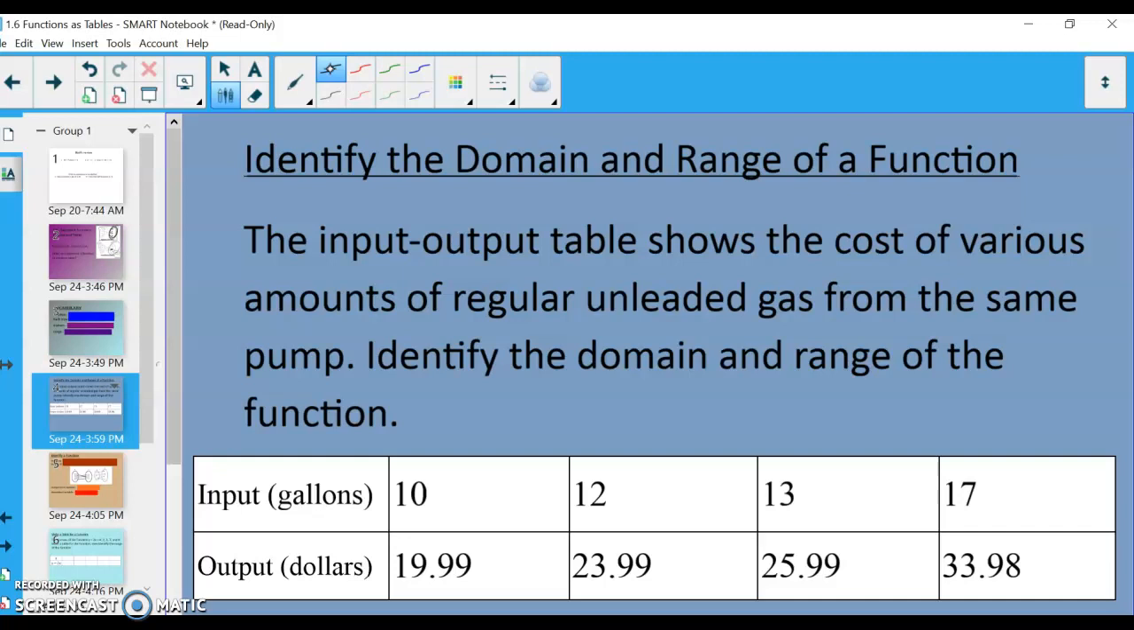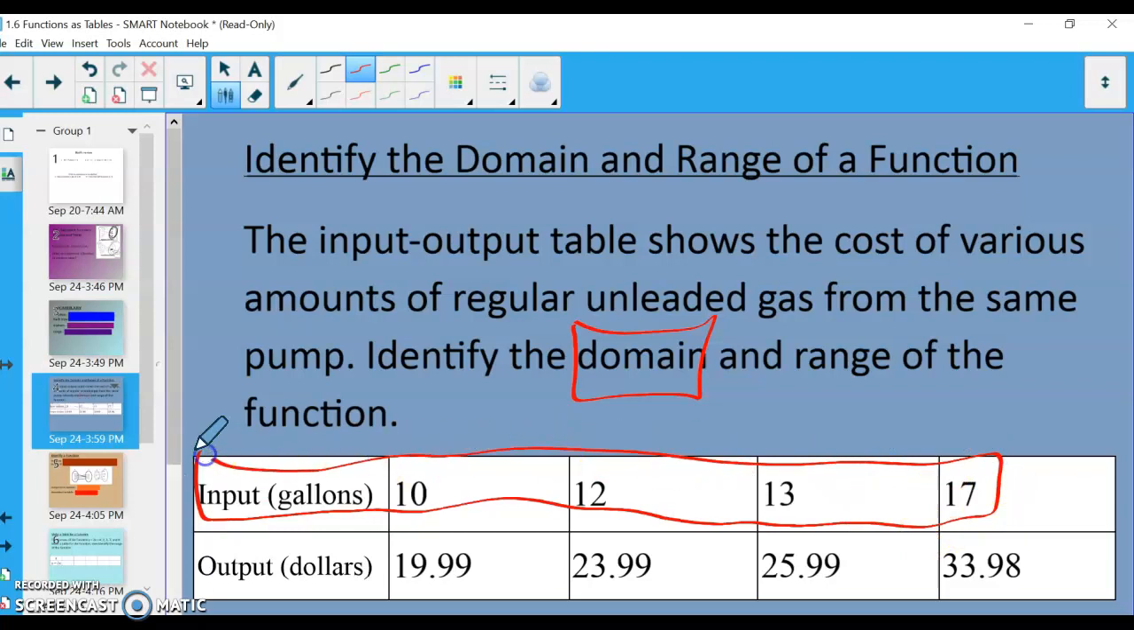Now, if we think about when we pump gas, the cost depends on how much gas we put in, right? So the domain in this case, we're going to call it red. The domain is what we're putting in. We are putting in the input. We're putting those things into our car. That's how much gas we're putting in.